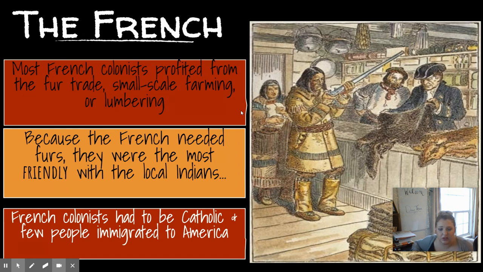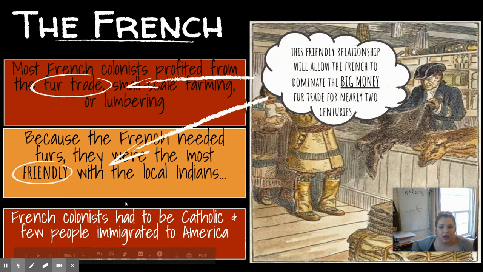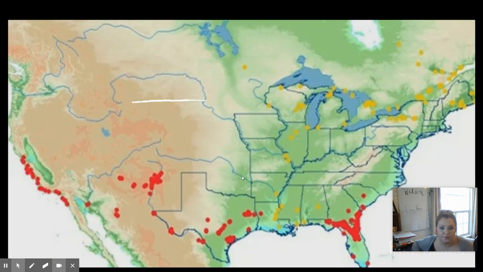And few people are going to immigrate to America for several reasons. One, if any of you have ever seen The Revenant, fur trading was hard. It was hard, it was dangerous. It really was only attractive and available to single men. And so you're going to see a lot of intermarrying because families are not settling in these areas. So this friendly relationship is going to allow the French to dominate that big money trade.